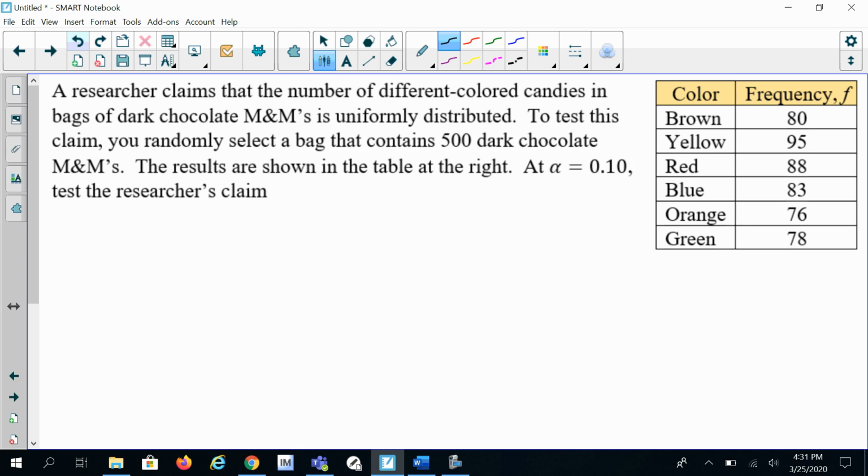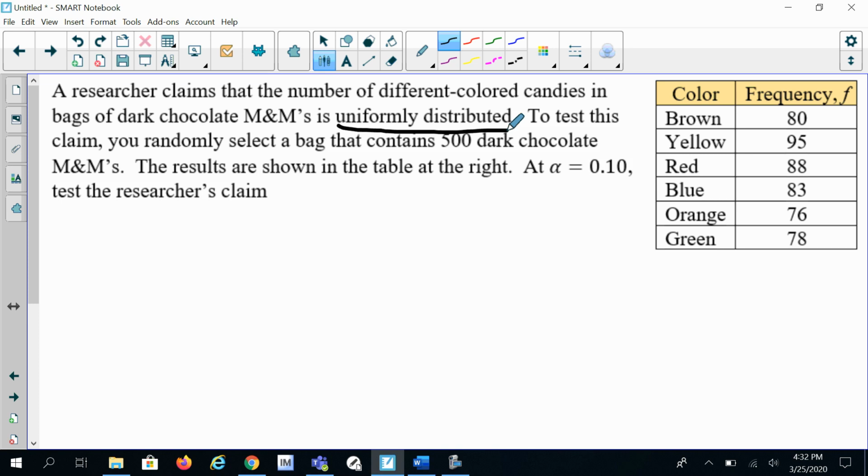That's the researcher's claim. Okay, so uniformly distributed means that they are all the same percentage. So you're saying the same percent of brown is yellow, is red, is blue, is orange, is green. Every single color in the M&Ms consists of the same percentage. Nowhere does it say what that same percentage is, but we can easily figure that out with a quick little calculation. So uniformly distributed is the key word here. I'll underline it again. Now, once again, there is no parameter for this. You don't have to define brown, yellow, red, blue, orange, green. You just have to write H0 and HA in words.